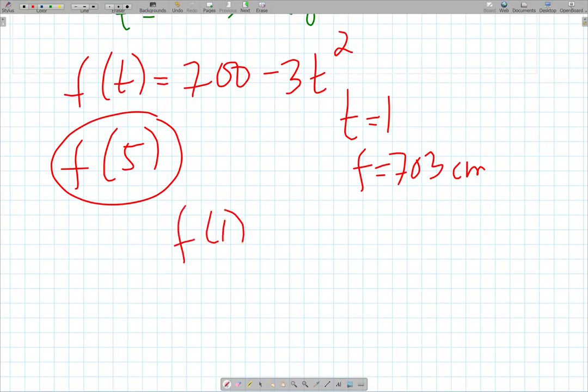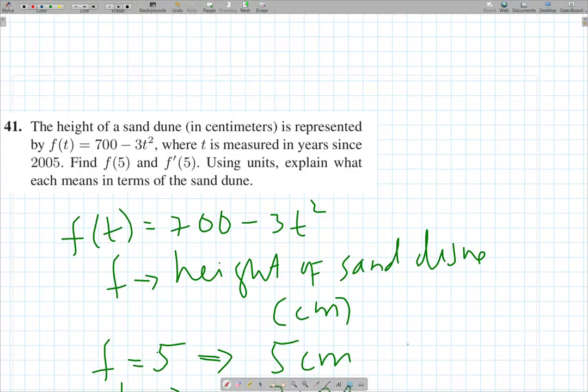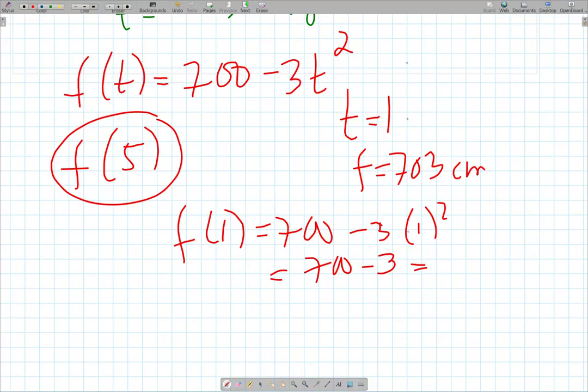f of 1 equals 700 minus 3 times 1 square. That is equal to 700 minus 3, or plus? Minus. That is 697. Mali pala ito. This is 697 centimeters. So yun ang ibig sabihin.